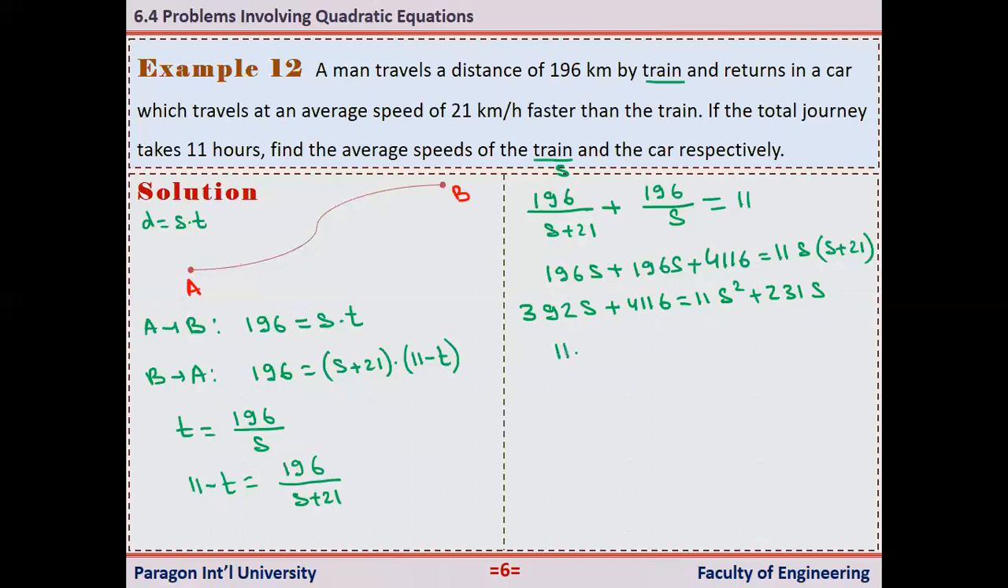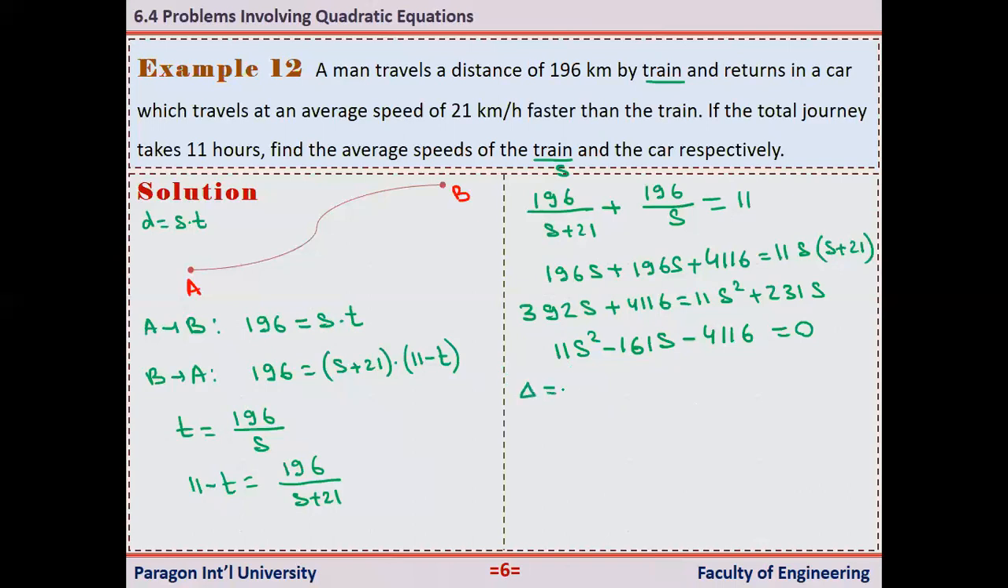Write this in standard form, taking everything to the right hand side. Here we have 11s squared, 231 minus 392s, which is equal to minus 161s, and minus 4116 is equal to 0. So we need to solve this quadratic equation. Even if it is possible to factorize, it's not so easy because here we have big numbers. So the best way is immediately using the formula.